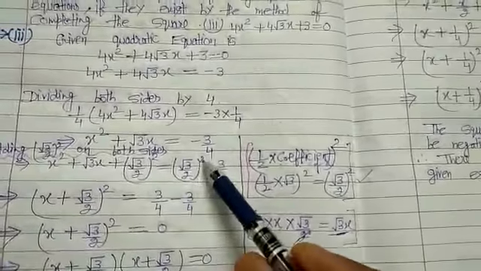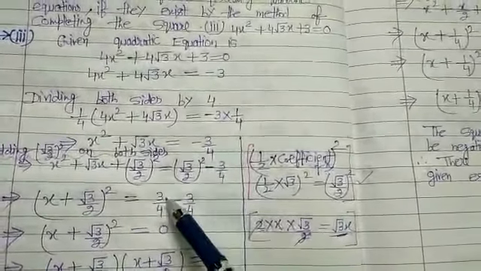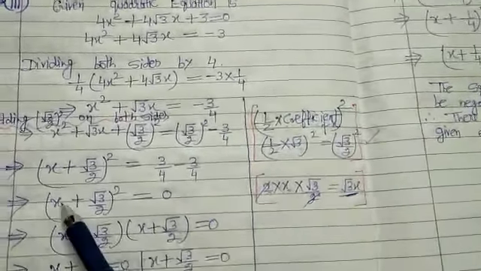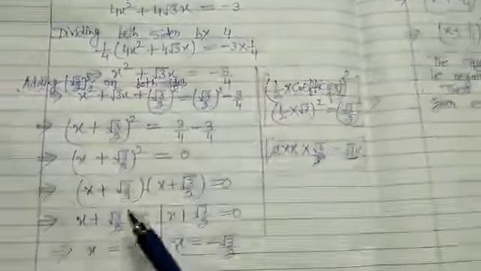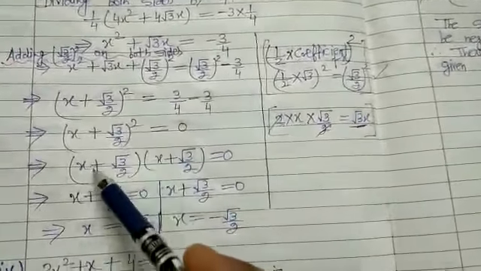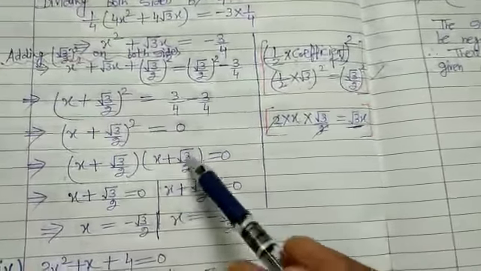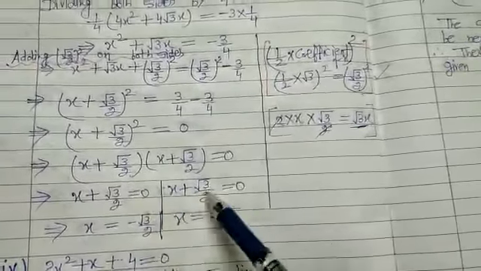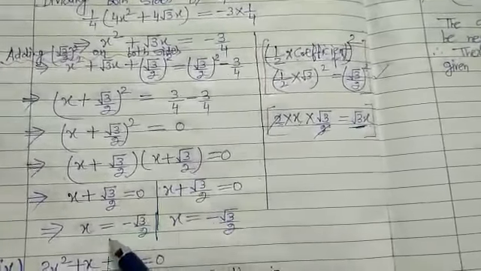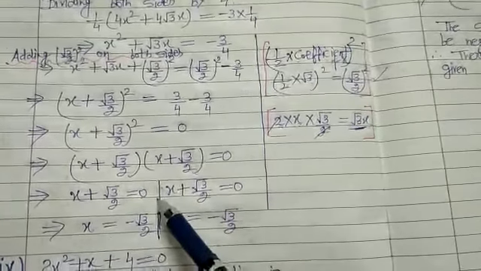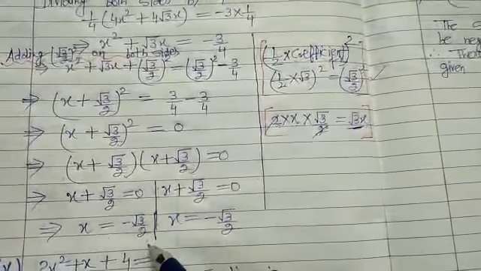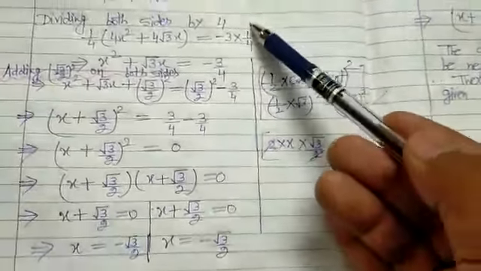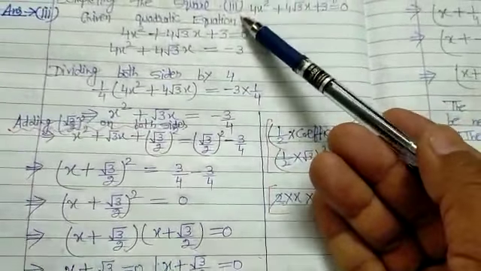And on the right side, root 3 upon 2 whole square: root 3 square is 3, 2 square is 4, so 3 by 4 minus 3 by 4 is equal to 0. So x plus root 3 by 2 whole square is equal to 0. This term I can write two times this way: x plus root 3 by 2 times x plus root 3 by 2 is equal to 0. Now the product of two terms is equal to 0, it means either the first term is equal to 0 or the second term is equal to 0. So we have to find the value of x. The constant terms we will shift to the right hand side. So x is equal to minus root 3 by 2, x is equal to minus root 3 by 2. These are the two zeros of the given quadratic equation by completing square method.